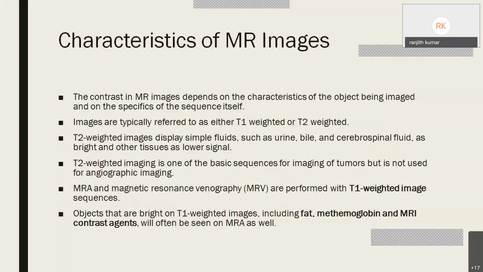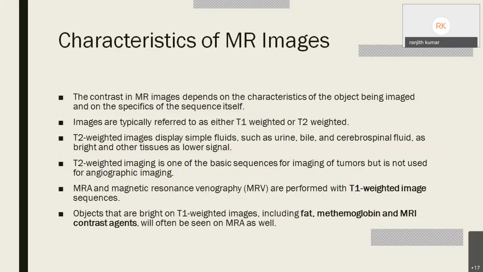Coming to the images, there are two types: the T1 weighted image and the T2 weighted image. In T2 weighted images, simple body fluids like urine, bile, and CSF are bright, whereas in T1 weighted images, fat, methemoglobin, and contrast agents are bright.